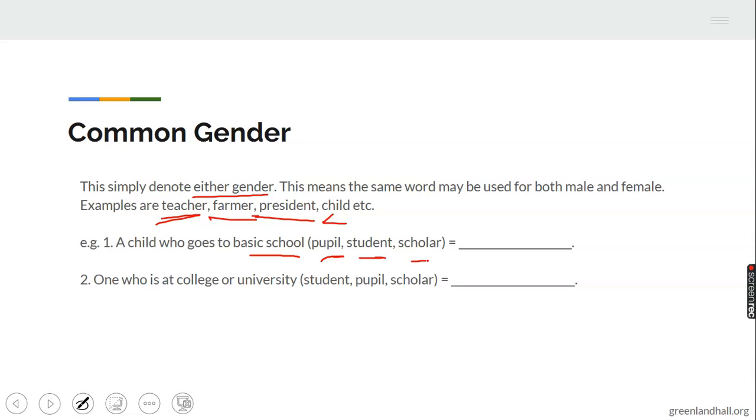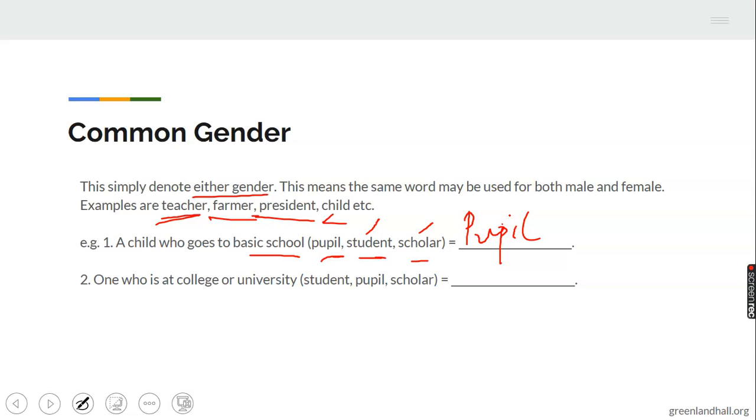Okay. It is not scholar. It is not student. It is a pupil. The answer there is pupil. That's the name we give to someone who goes to basic school.